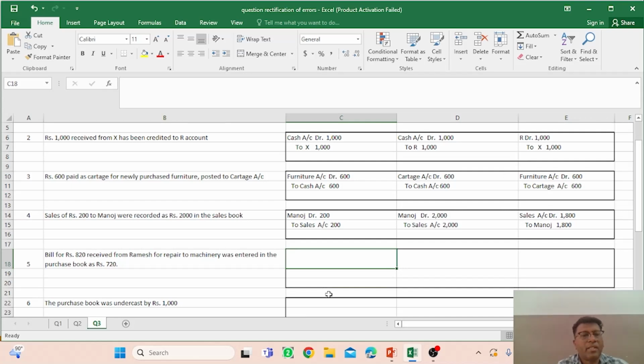And the next transaction is that a bill for rupees 820 received from Ramesh for repair to machinery was entered in the purchase book. Okay, you are receiving a bill from Ramesh for repair to machinery. It means, what is the transaction?